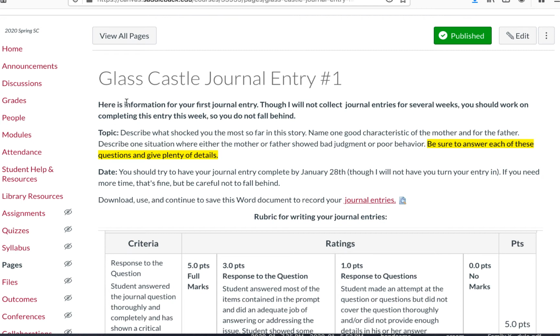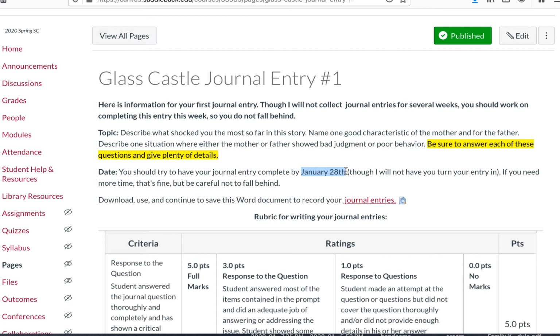But I want you to understand that I do not collect the journal entries for several weeks because I give you time to get used to it, to think about your ideas, to revise them if you'd like to revise them. So you're going to be working on them for a while before I collect them. I give a deadline. This deadline is going to be for January 28th, but I will not collect them. You will not be turning them in on January 28th. I just give you a deadline for yourself so you don't fall behind.